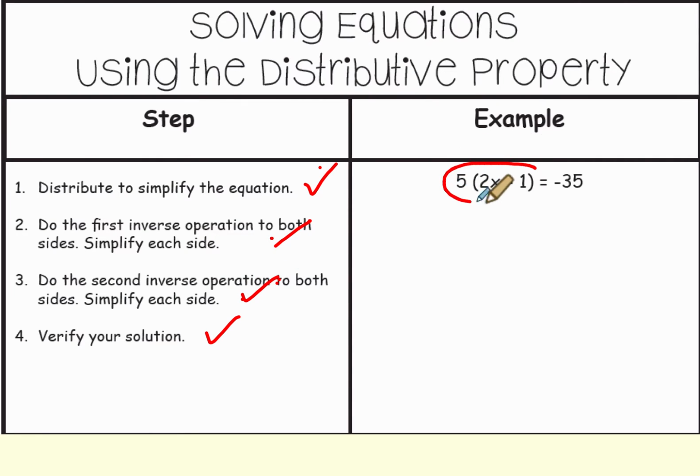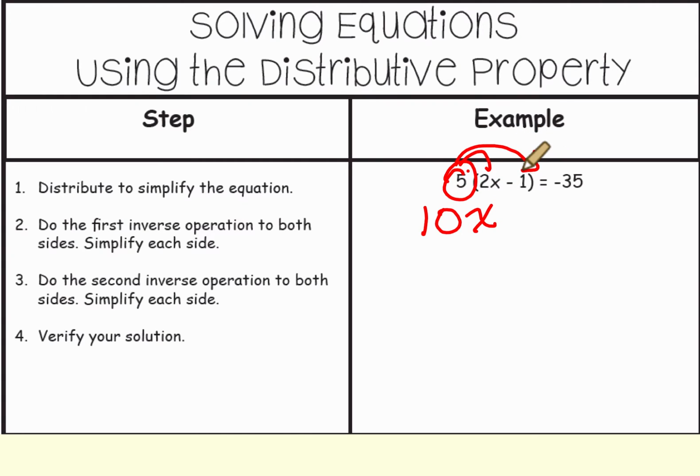So the problem is right now, this side is a little complicated, so we want to simplify it. And whenever I see a factor being multiplied by a group that's separated by addition or subtraction, I think distributive property. So I'm only going to distribute on the side I need to distribute to. So I have to distribute 5 times 2x. 5 times 2 is 10, and 10 times x is 10x.